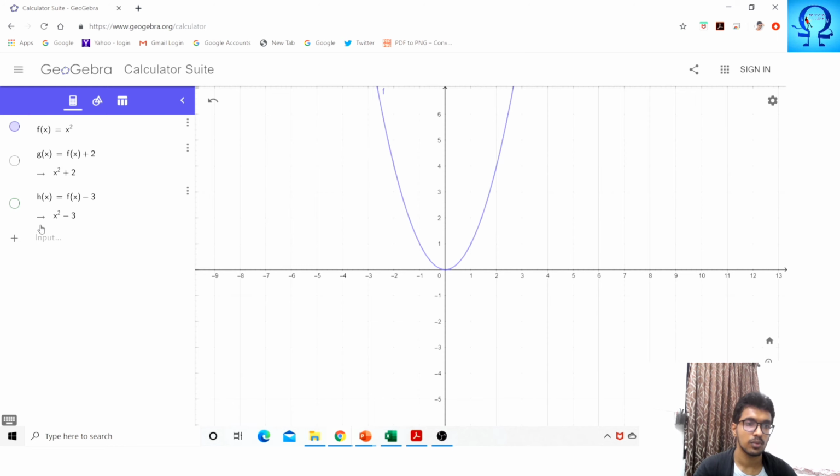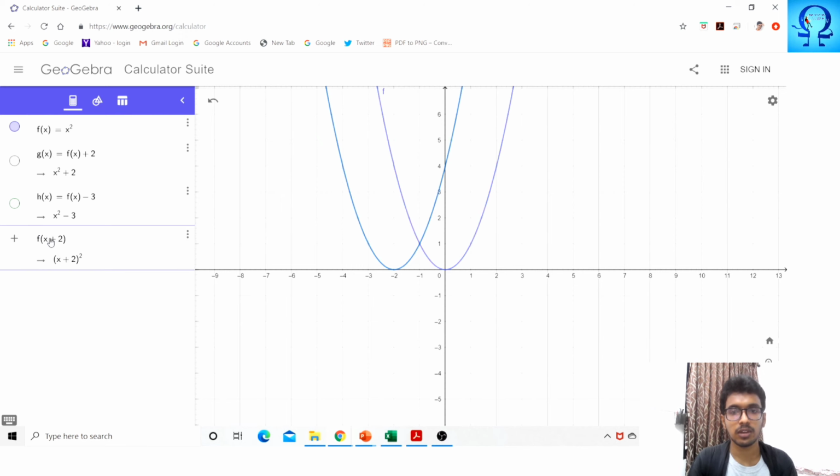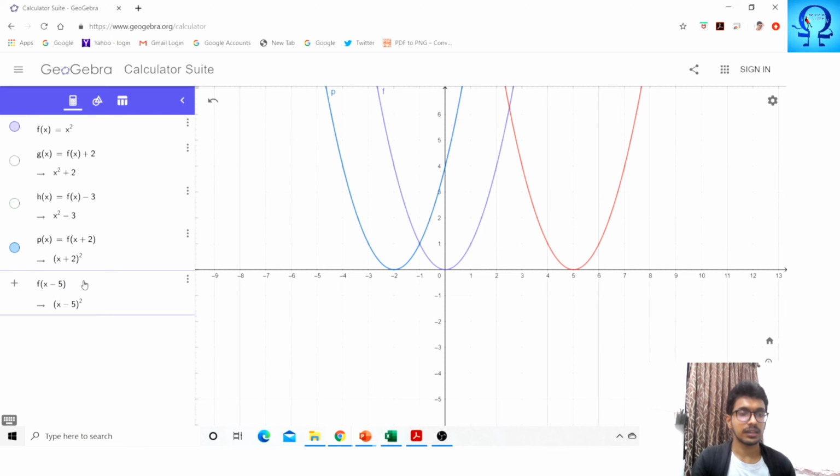Now what I am going to do is shift it left by 2 units, so that you may see. The purple one is the original one and the blue is the shifted one. Now we are going to shift 5 units right, the red one that you can see.